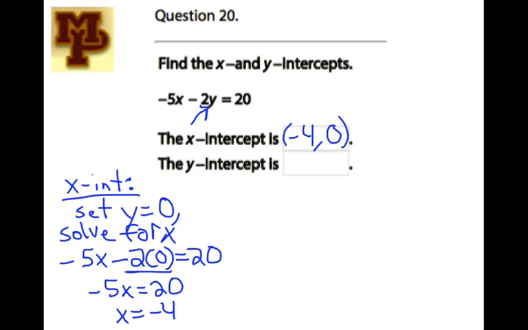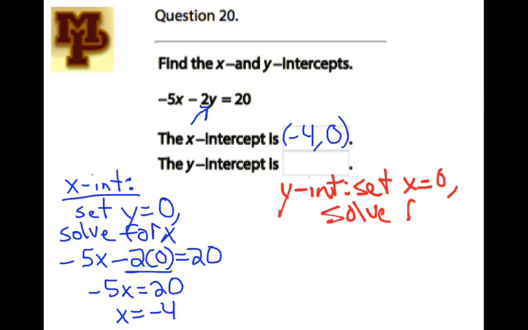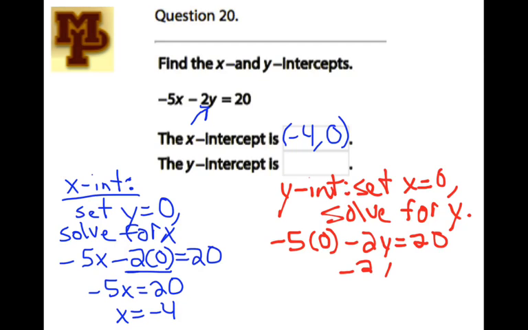And then the y-intercept, you set the x equal to 0, and you solve for y. So you put a 0 in for the x, so that would be negative 5 times 0 minus 2y equals 20. And then this becomes 0, of course, the negative 5 times 0, so it's negative 2y equals 20. So y equals, if you divide by negative 2, that would be negative 10. And then when you write your ordered pair, make sure you put 0 for the x, and then it's negative 10 for the y.